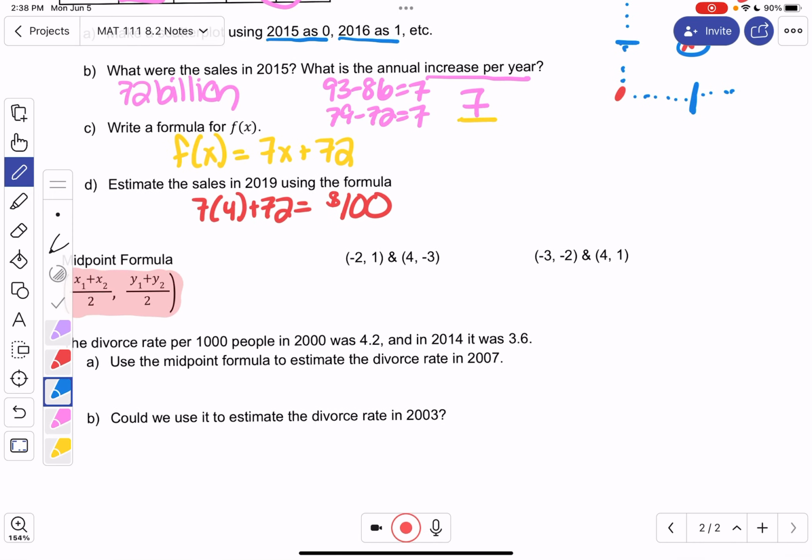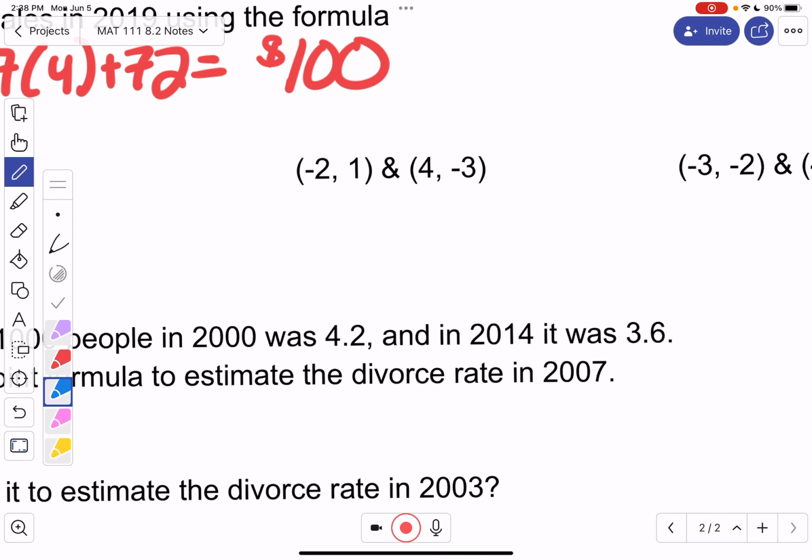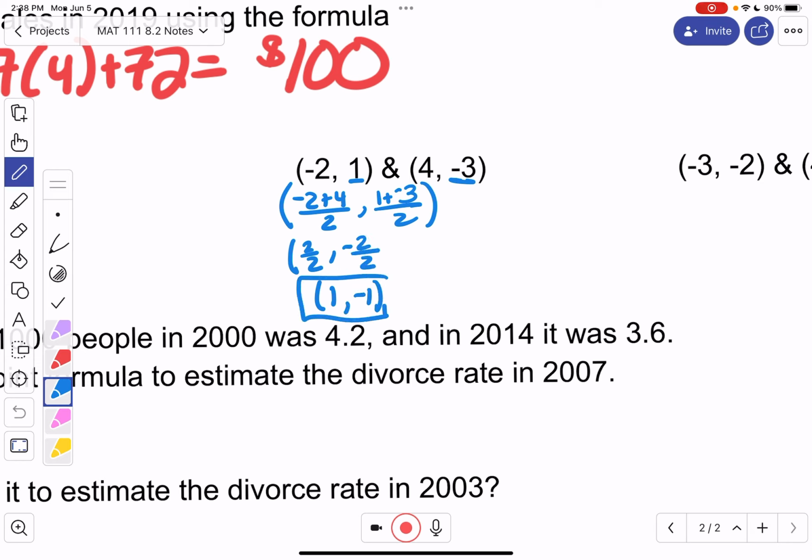So if I did that, we're going to add the x's. -2 plus 4 divided by 2. -2 plus 4 is 2. 2 divided by 2 is 1. Do the same thing with the y's. 1 plus negative 3 is negative 2, and negative 2 divided by 2 is negative 1. So if I were to graph these 2 points on the line, this would be the point exactly in the middle. Pause the video and try the other one.